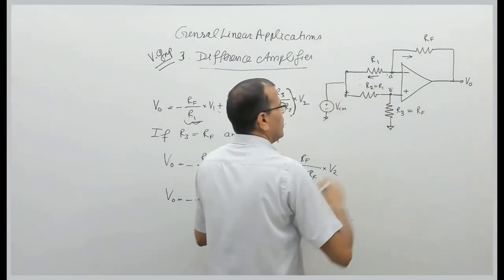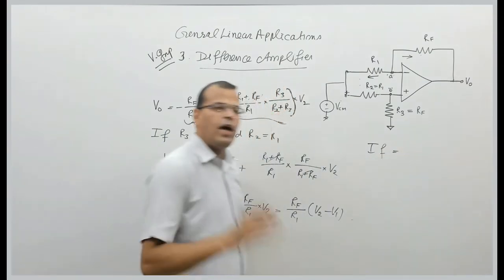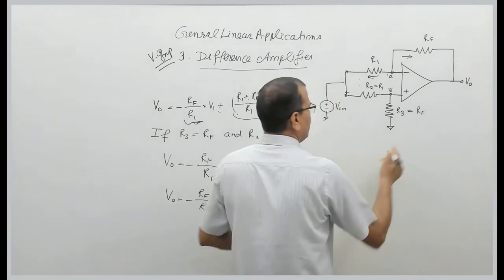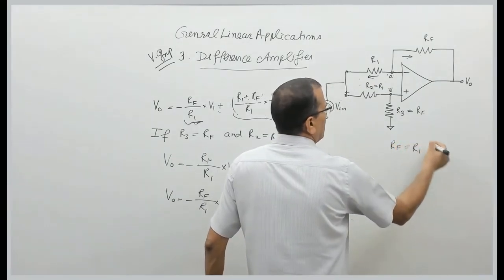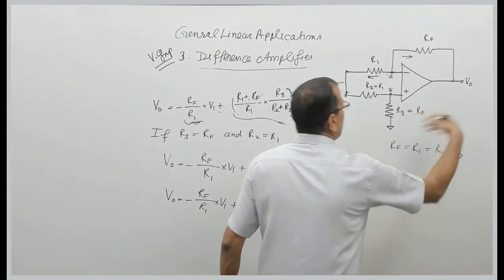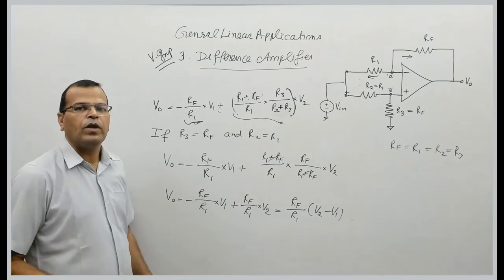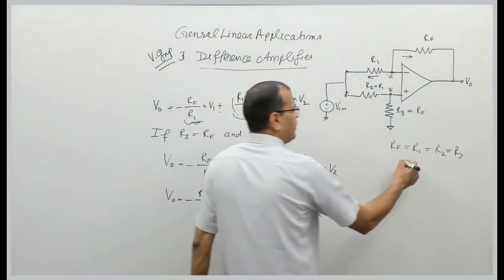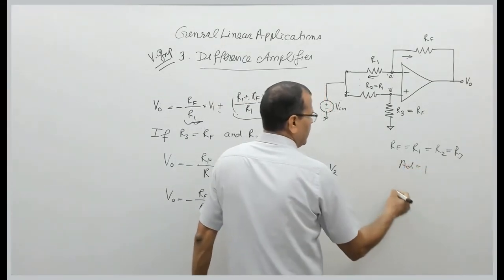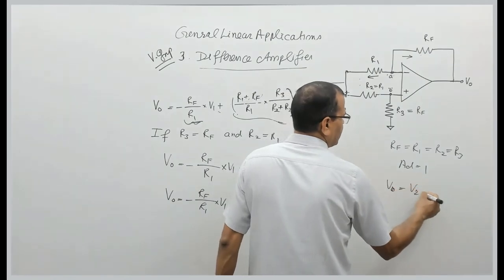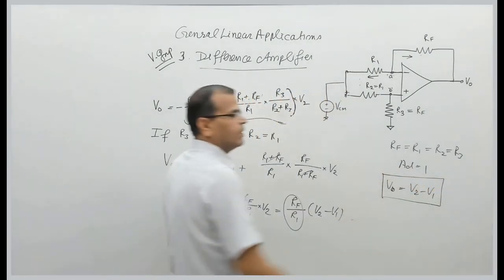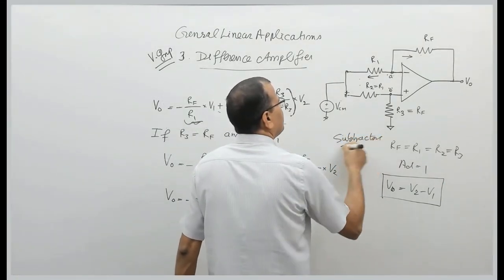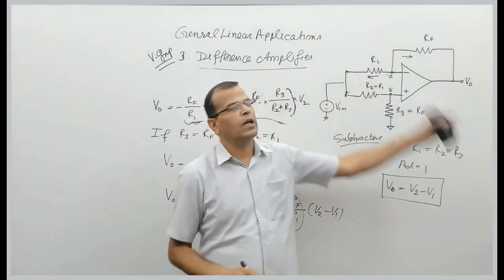If RF is equal to R1 and that is equal to R2 equal to R3, it means all resistances are the same. If all resistances are the same, in that case the gain will not be 0, it will be 1, sorry. So the output of the circuit will be V2 minus V1. That is a subtractor circuit. So for a subtractor, all resistances are kept the same.